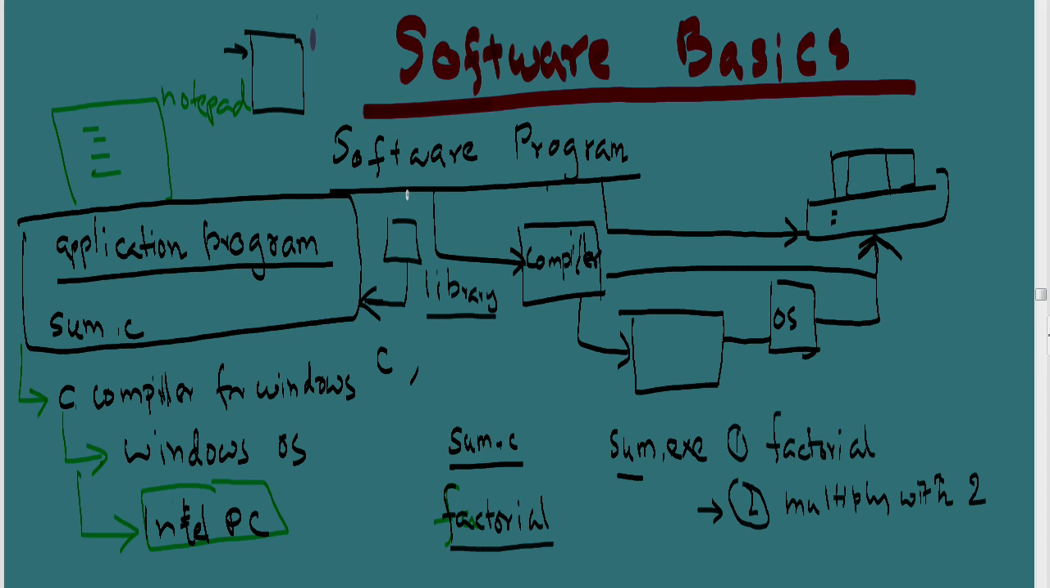So the basic things, again, are an application program, a compiler, and a library.